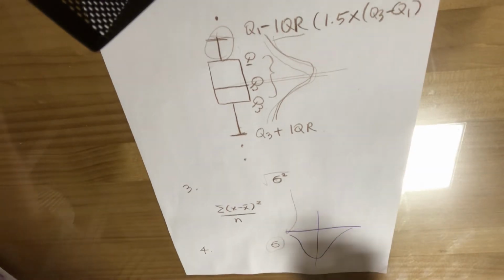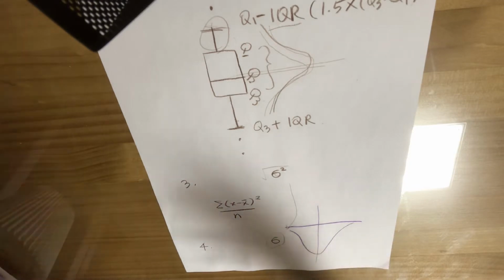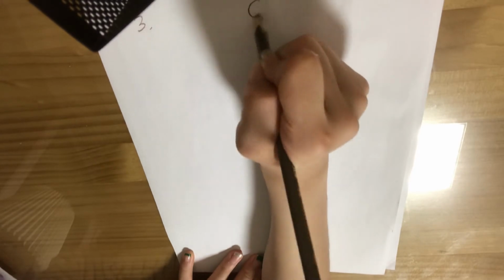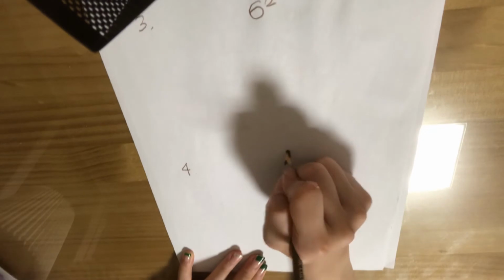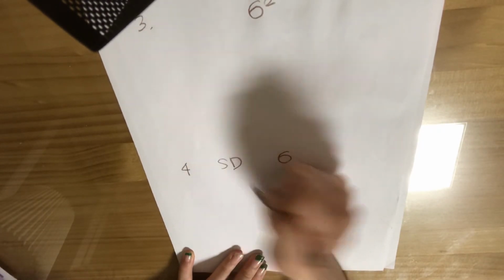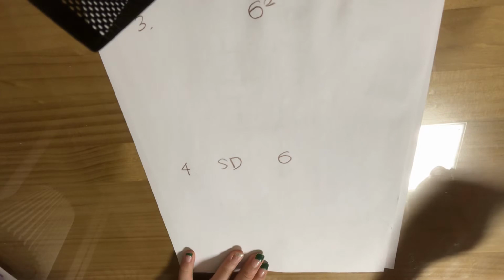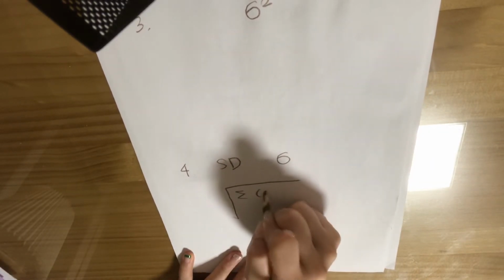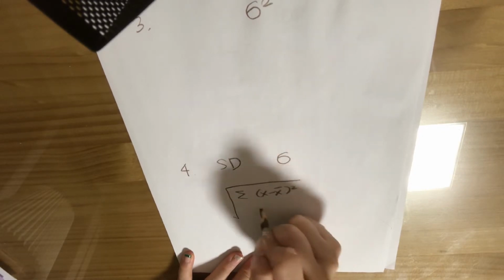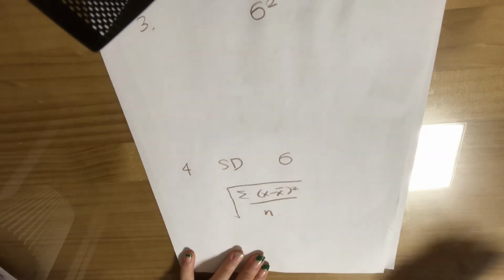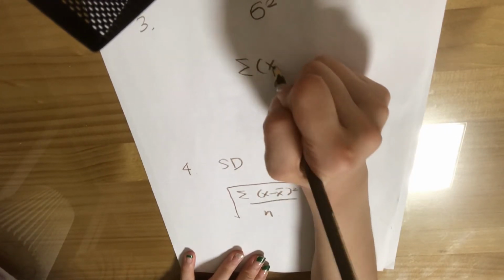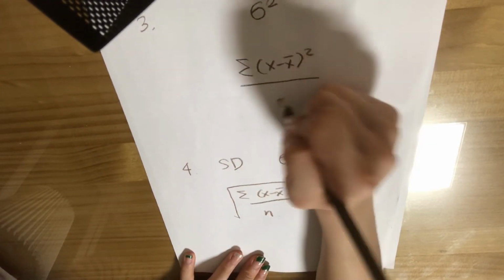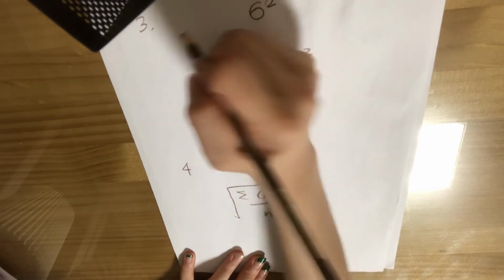I should change the paper because of this graph. I didn't know. So number 3, variance. Number 4, standard deviation. So the standard deviation formula is this. It is just a root of the variance.